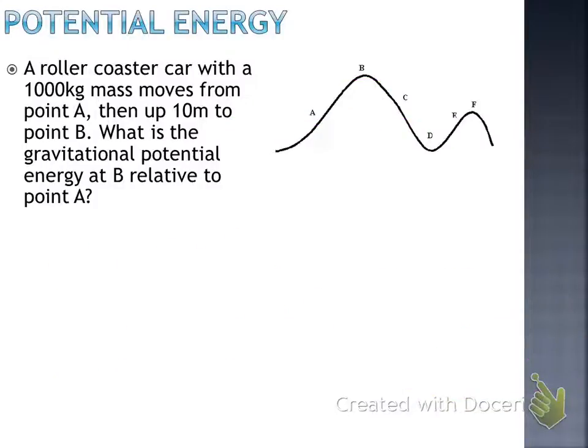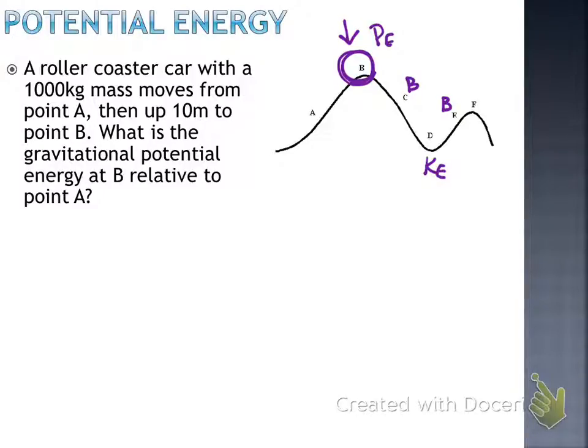Let's look at our roller coaster again. Let's say this was our starting point. At point B, what would we have? All potential, all kinetic, or both? All potential. At point C, what would we have? Both. Good. At point D? Kinetic. Good. E? Both. What about F?